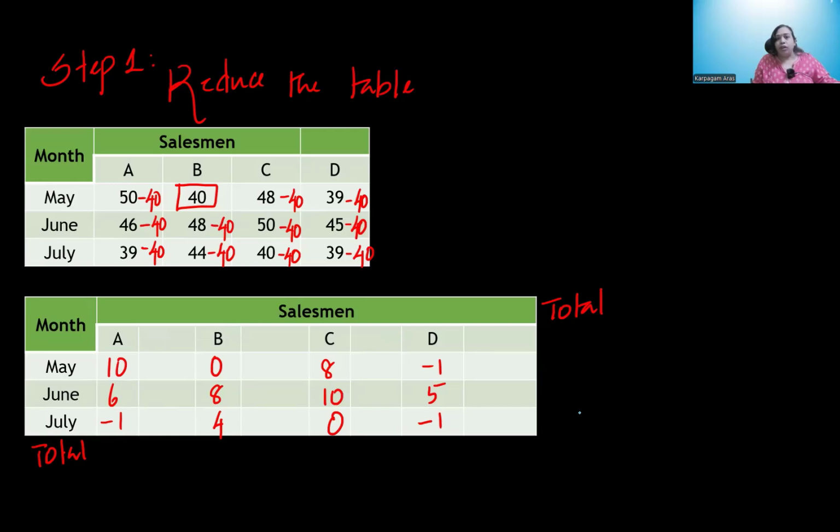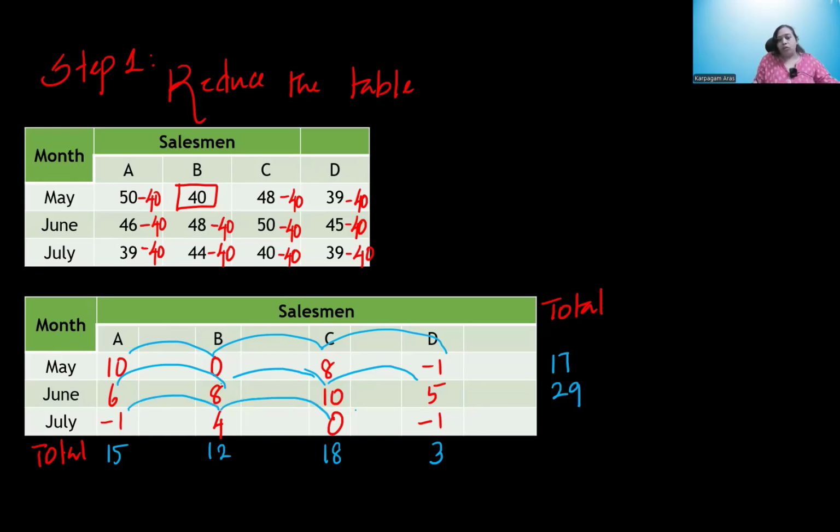Once we have finished with this, let's do the total. 10 plus 6, 16. 16 minus 1, 15. 8 plus 4, 12. 8 plus 10, 18. 3. Simultaneously, let's do the column total. 10 plus 0, 10. 10 plus 8, 18. 18 minus 1, 17. 6 plus 8, 14. 14 plus 10, 24. 24 plus 5, 29. Minus 1 plus 4, 3. 3 plus 0, 3. 3 minus 1, 2.